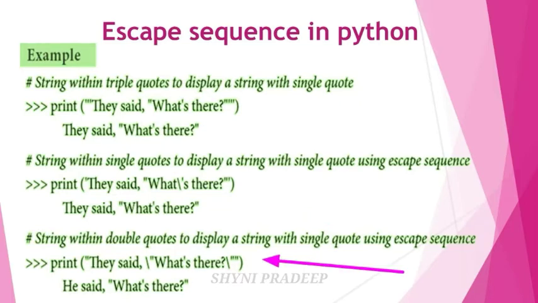Next, a string within double quotes to display a string with a single quote using an escape sequence. See the print statement, they said, next a backslash is given, what's there, next a backslash is given. Okay, so for this code you will get output like this. This backslash will not be printed on the output screen. Okay, so this is about escape sequences.